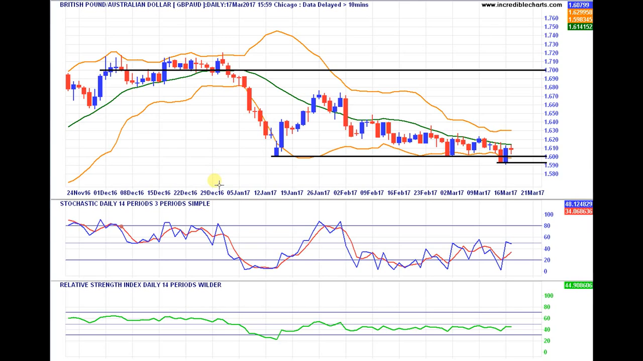Now, in terms of support, we noted that 1.59, we don't really want to see a close or a decisive close below that level. Come across here, see the red candle comes down, you get a little poke through to test 1.59, and then we move back up above 1.60, so above this candle here.